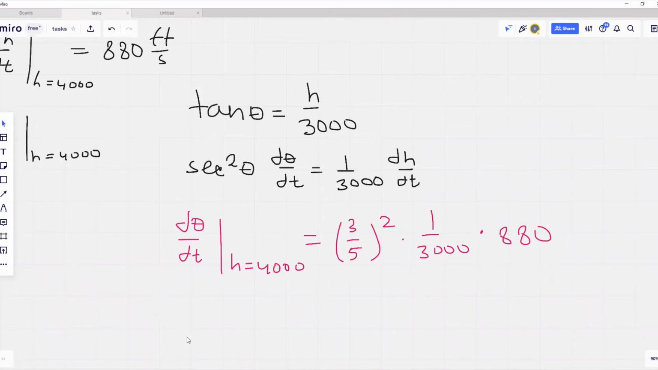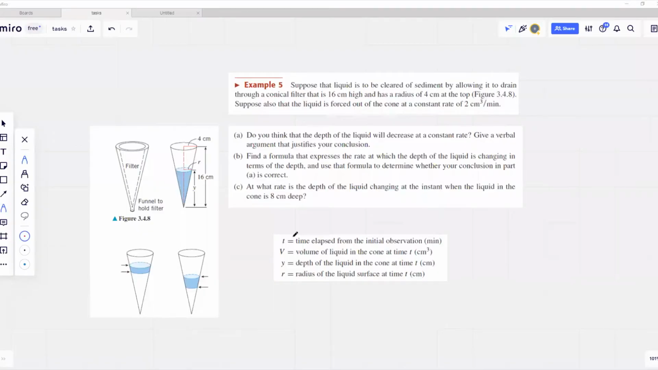All right, on to the next problem. Suppose that liquid is to be cleared of sediment by allowing it to drain through a conical filter, presented here, that is 16 centimeters high. So the height here is given as 16 centimeters, and it has a radius of 4 centimeters at the top. So the radius is given here. Suppose also that the liquid is forced out of the cone at a constant rate of 2 cubic centimeters per minute.